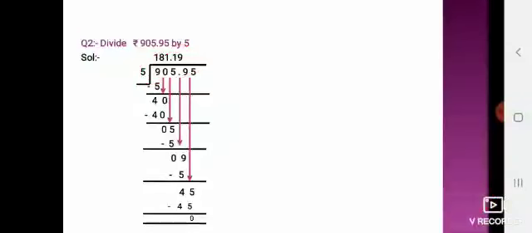Right. So I hope you have understood. It's just like addition, subtraction, multiplication and division of decimal numbers, right?